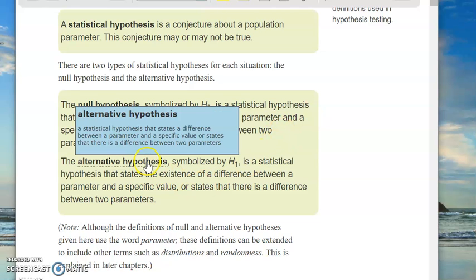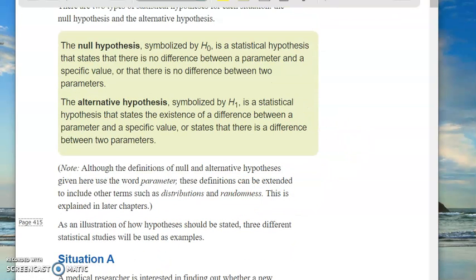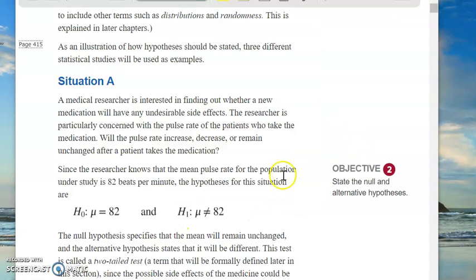Okay, the alternative hypothesis, and our symbol is H sub 1. That's a hypothesis that states, hey, there's a difference between the parameter and a specific value, or that there's a difference between two parameters. So I'm saying, hey, you know what? You eat your Wheaties, and you are going to be able to do more push-ups. Okay, so that's the alternative hypothesis. Okay, so here we go.